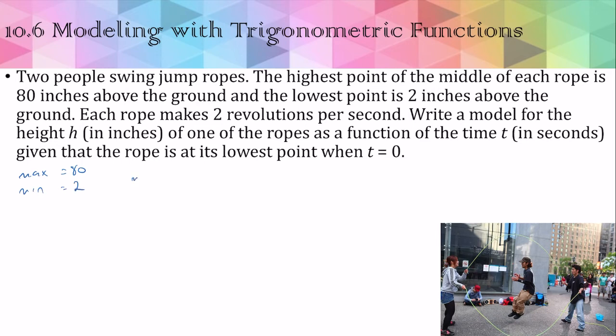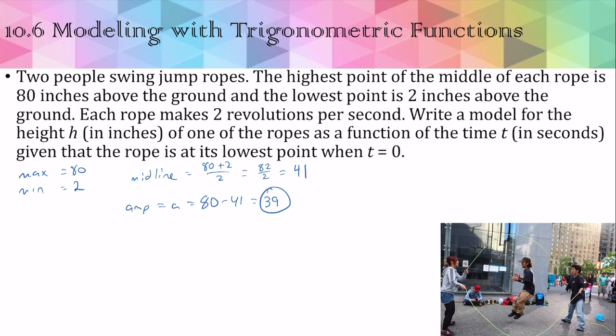We could probably find our midline. So that would be the maximum plus the minimum over 2, or 41. It's halfway in between the 80 and the 2. So our amplitude would be the difference between the 80 and the 41. So our amplitude appears to be 39.